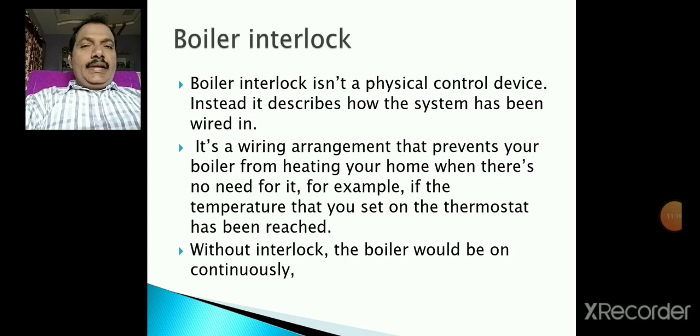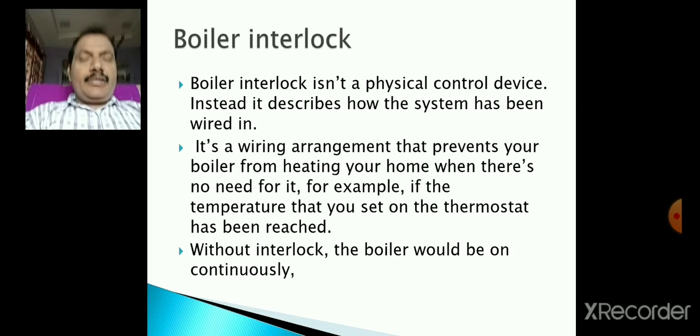Let us consider boiler interlock. Boiler interlock isn't a physical control device. Instead, it describes how the system has been wired in. It's a wiring arrangement that prevents your boiler from heating your home when there is no need for it. For example, if the temperature that you set on the thermostat has been reached, without interlock the boiler would be on continuously. When the boiler is running continuously, the boiler steam temperature increases. So without regulation, without interlock, it may become hazardous.